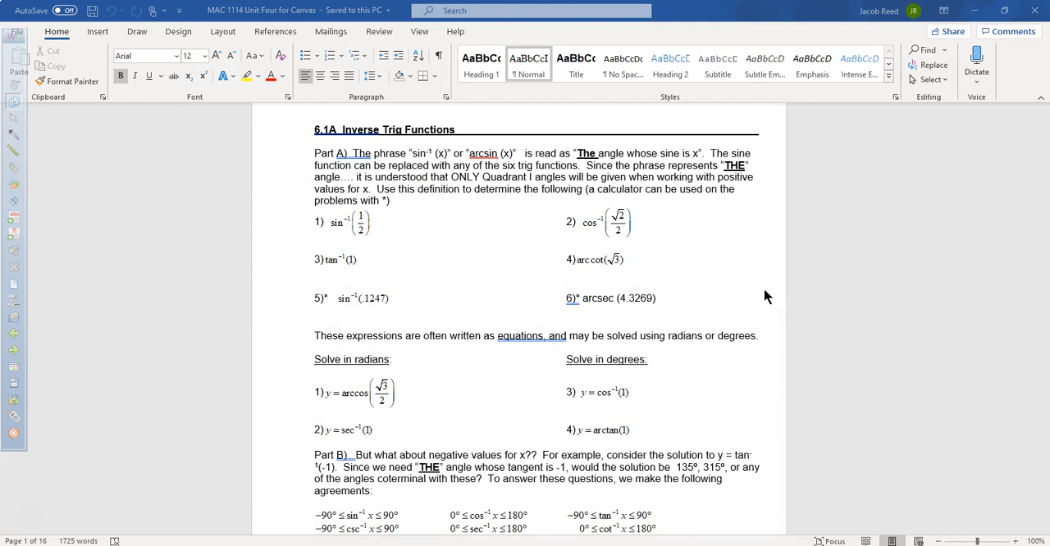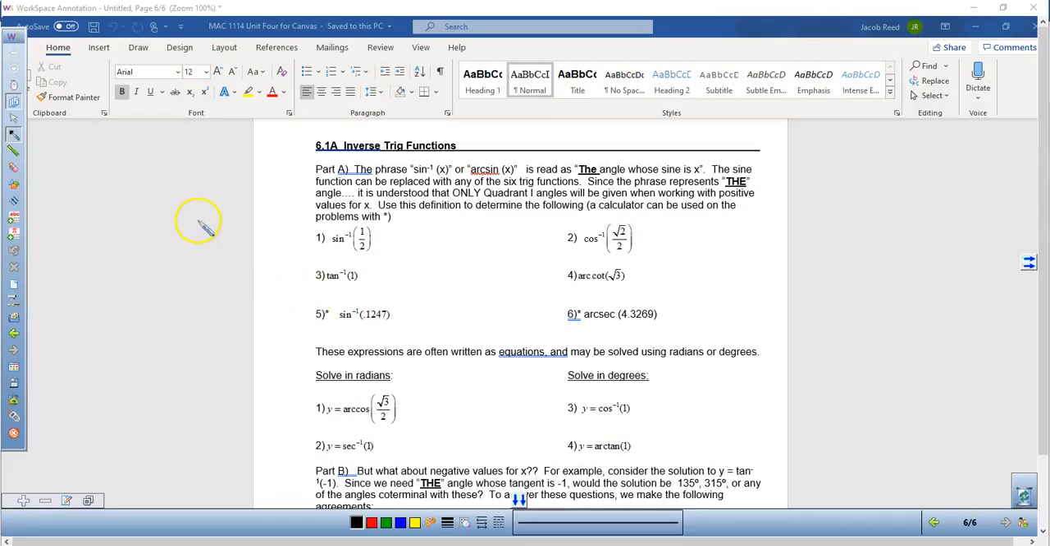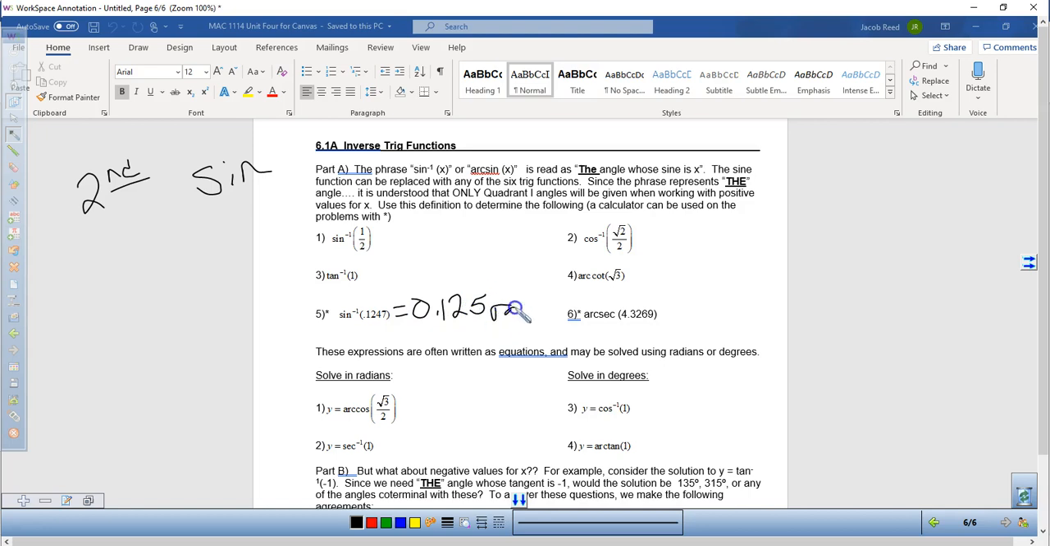So 5 and 6 are just type in your calculator. I'm going to type this one in my calculator right now for you. All you have to do is push your second button, and then push sine, and that's going to give you your sine inverse, and then you type in the decimal. Make sure that your calculator is in radian mode because this is in radians. So 0.1247. That gives me an angle of 0.125 radians.